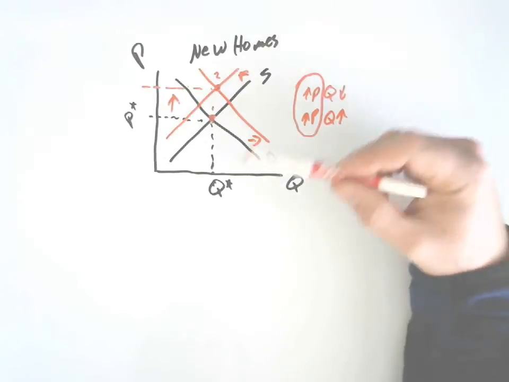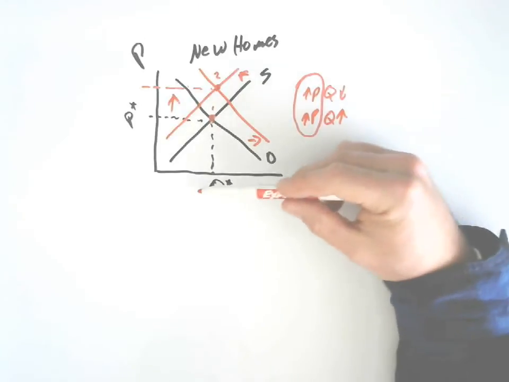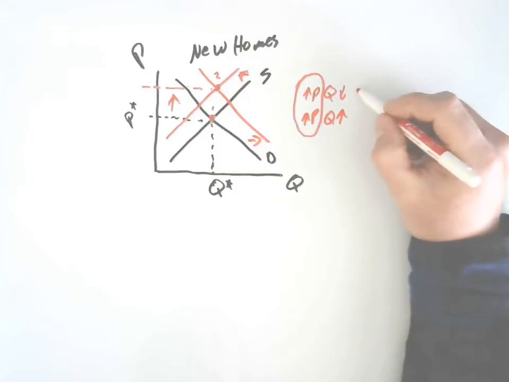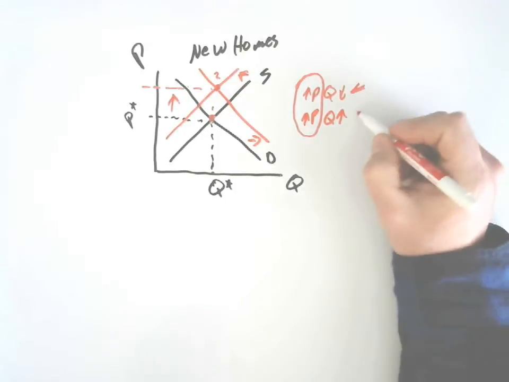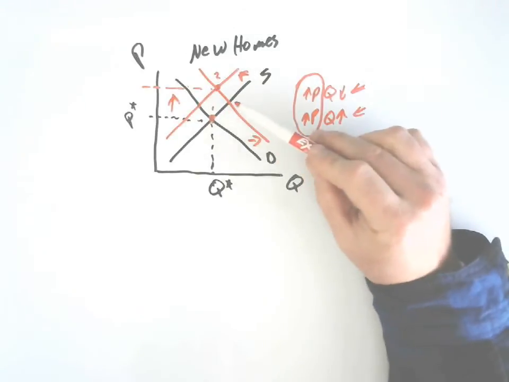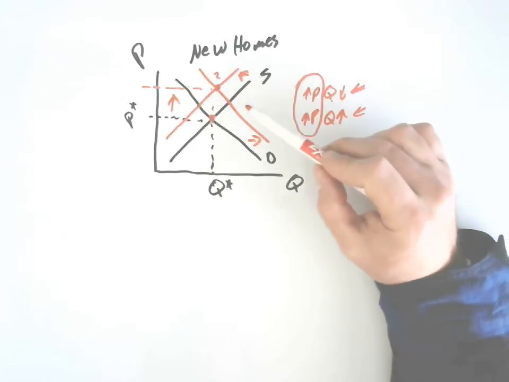However, we cannot tell what will happen to the quantity of homes on the market. The reason is that the first shock would lower the quantity of homes, but the second shock would increase the number of homes.